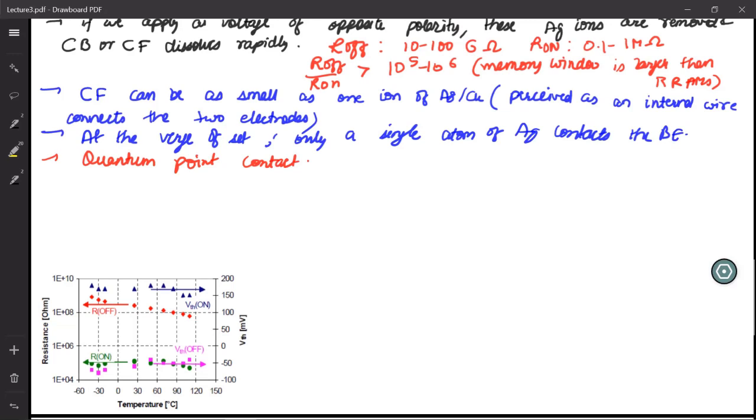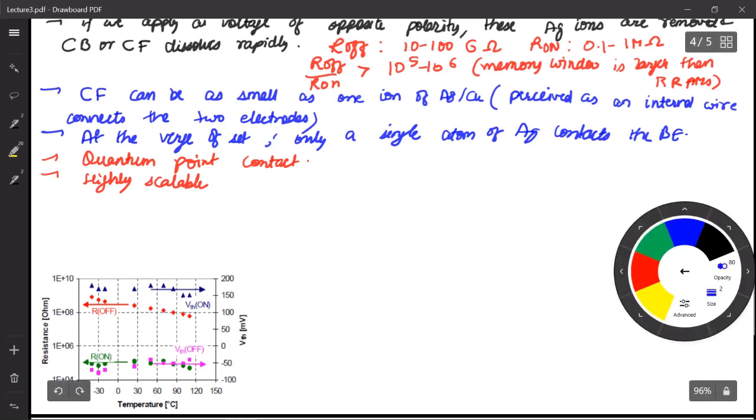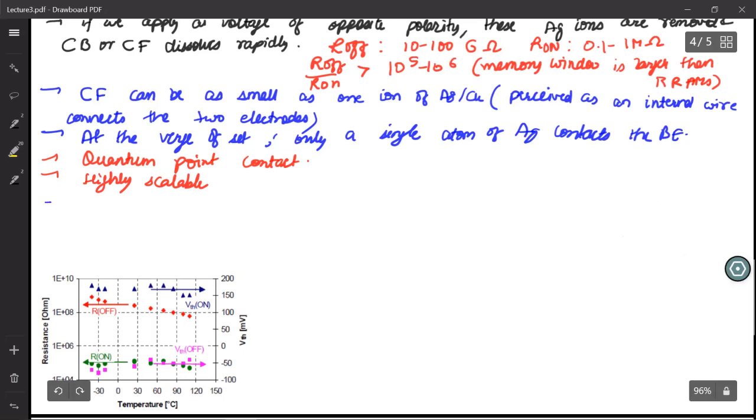So not only does this lead to quantum point contact, but it also tells you that it's highly scalable, right? Because it can be scaled to even a one-atom-thin filament. So it's highly scalable. Now, once you scale it, what happens? Since we are discussing scalability, let us talk about what happens when you scale it. Similar to what happened in OxRAM, your ROFF is going to increase, right?